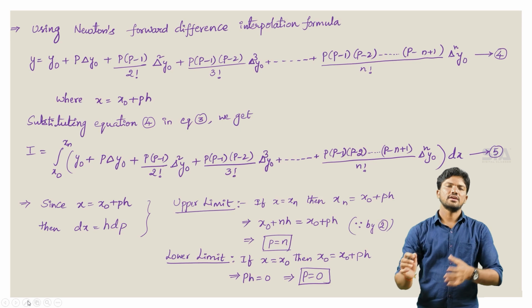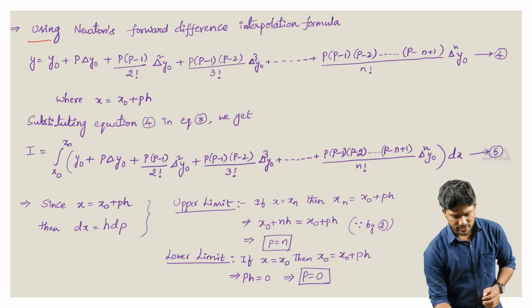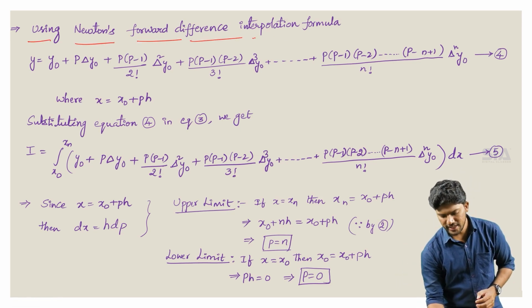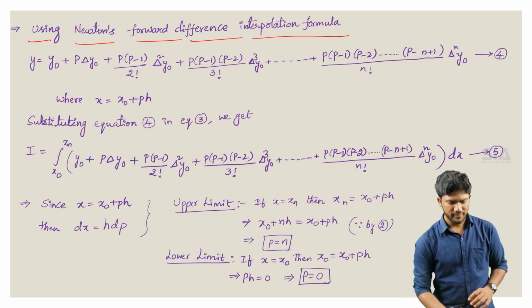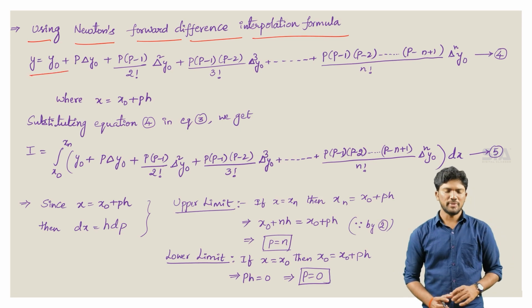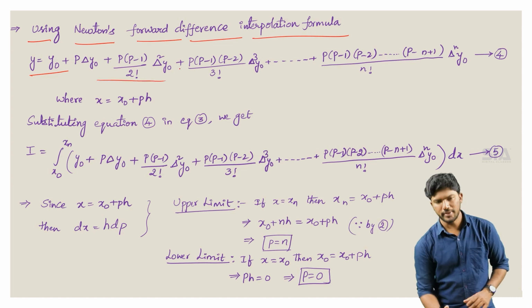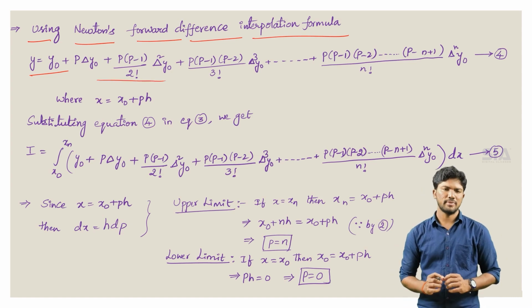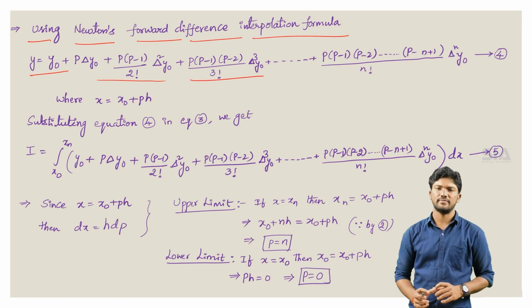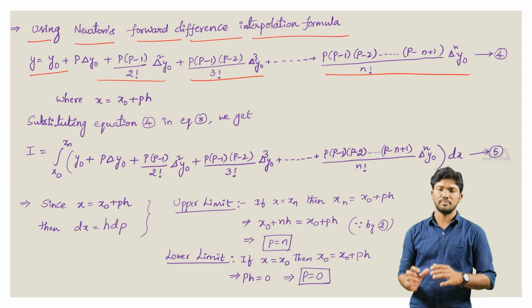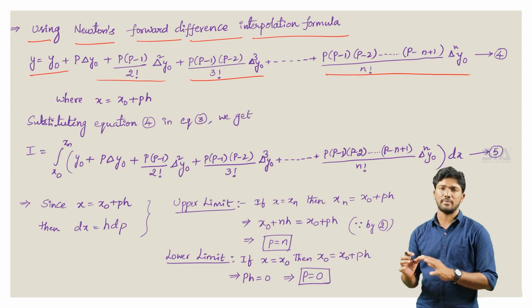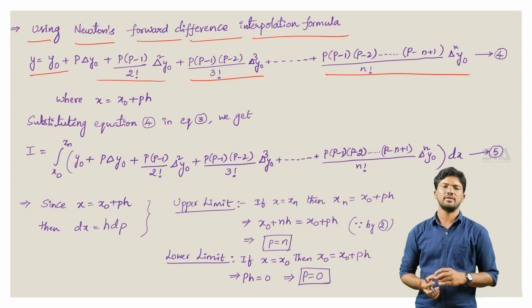Now, after taking equation number 3, using Newton's forward difference interpolation formula, or simply Newton's forward interpolation formula, y is equal to y naught plus p into delta y naught plus p into p minus 1 by 2 factorial delta square y naught plus p into p minus 1 into p minus 2 by 3 factorial into delta cube y naught plus up to so on, p into p minus 1 into p minus 2 up to so on p minus n plus 1 by n factorial delta power n y naught. That is taken as equation number 4.